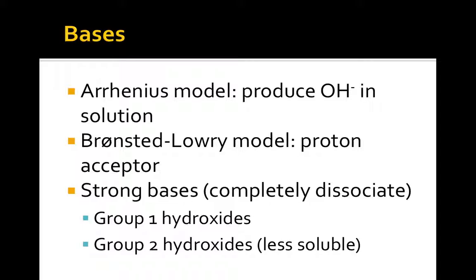It should be noted that some group 2 hydroxides, like magnesium hydroxide, are not completely soluble, but they are still strong bases because every part that does dissolve completely dissociates. Magnesium hydroxide and other bases like aluminum hydroxide and calcium carbonate are often used as antacids for upset stomach. Calcium carbonate is also used in scrubbers to remove pollutants from the smokestacks of power plants and factories.